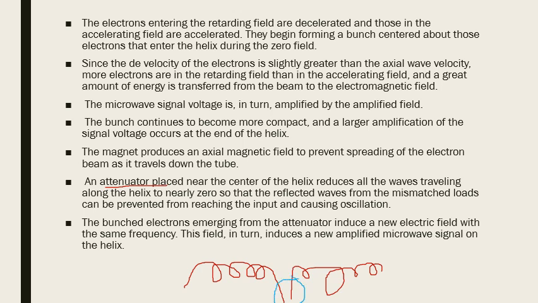The function of this attenuator is that if load reflection takes place, it will not allow it to come back to the source. So your source is always safe. That's a function of an attenuator. And secondly, it reduces all the waves traveling along the helix to nearly zero, the backward ones. So the reflected waves from mismatched loads can be prevented from reaching the source. This is also equally important. This is the function of an attenuator.